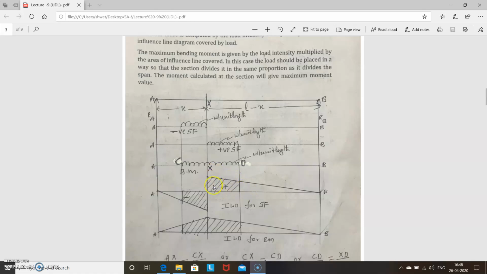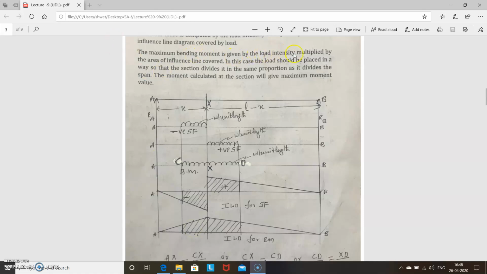Okay, so this portion. Now what is this? This is trapezoidal, so you have to use that area: intensity into area of this, and for positive shear force, intensity into area of this. Okay, now for bending moment, here there is some difference. How is it calculated? Maximum bending moment is also given by the load intensity multiplied by the area of the ILD covered by the load, that is the same.